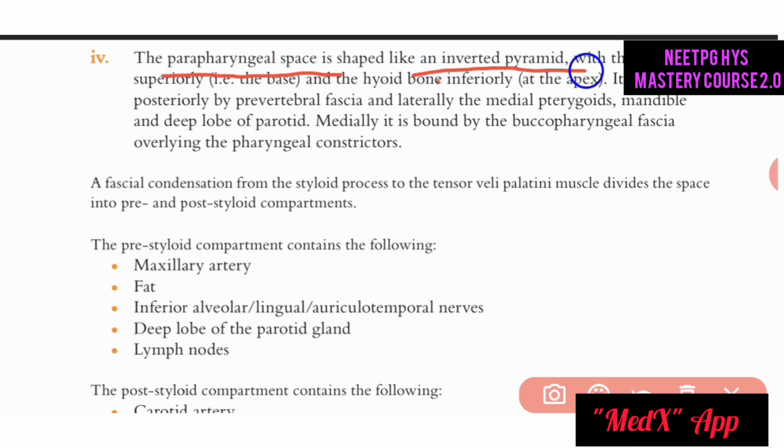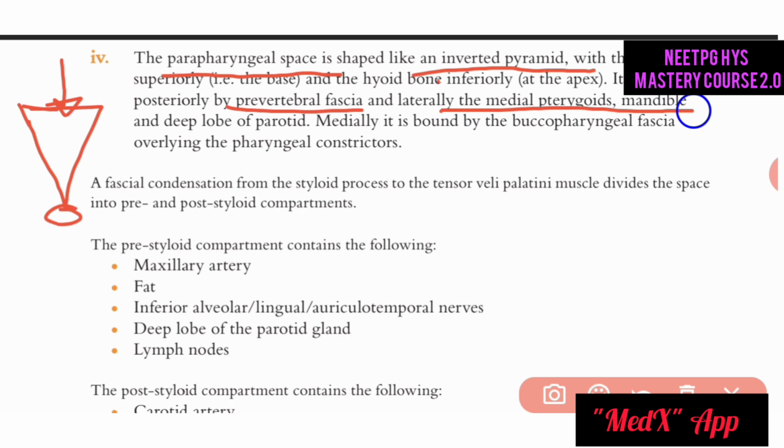Now, just to have an idea of the parapharyngeal space, you should know its boundaries. It's an inverted pyramidal shaped structure with the skull base superiorly as the base, and the hyoid bone inferiorly at the apex. It is bounded posteriorly by prevertebral fascia, laterally by the mandible, medial pterygoid, and deep lobe of parotid, and medially by the buccopharyngeal fascia overlying the pharyngeal constrictors.